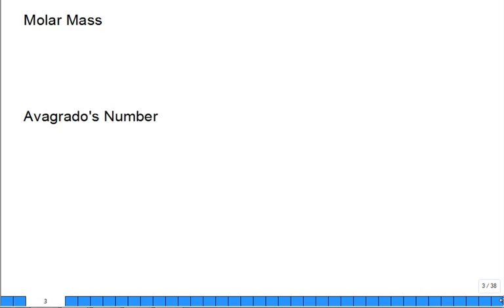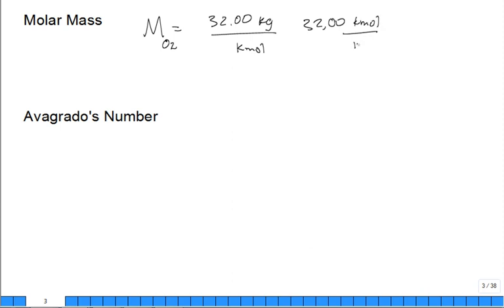Molar mass, big M. We talked about that, I think, last time. So what's the molar mass of diatomic oxygen, O2? 32.00 kilograms per kilomole. Oh, my memory's a little faulty. Or is it 32.00 kilomoles per kilogram? I can't remember. Which one is it? Is it kilogram per kilomole? I think it's kilogram per kilomole.